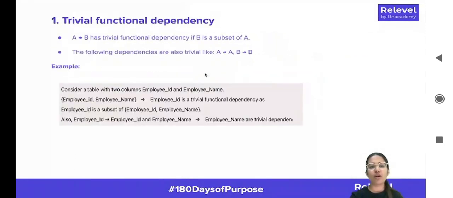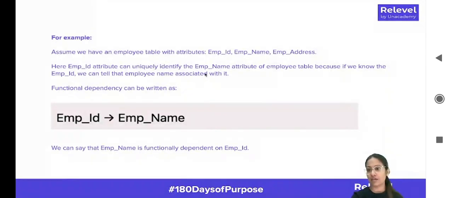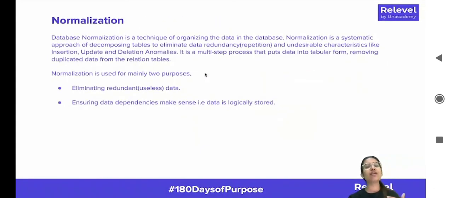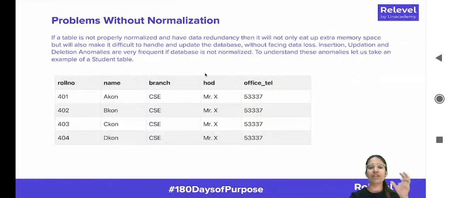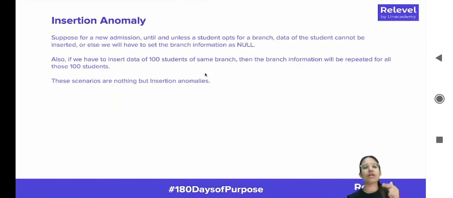Okay, so what did we talk about in this session? We actually talked about a lot of things. First, we talked about what dependencies are: we have determinant, we have dependent, and then we talked about the two types of dependencies. Then we talked about the concept of normalization, what it includes, and what its purposes are. And then we answered the question, why do we really need normalization? Why can't we live without it? The reason was the three anomalies. We took an example and explained how insertion, updation and deletion anomalies happen.